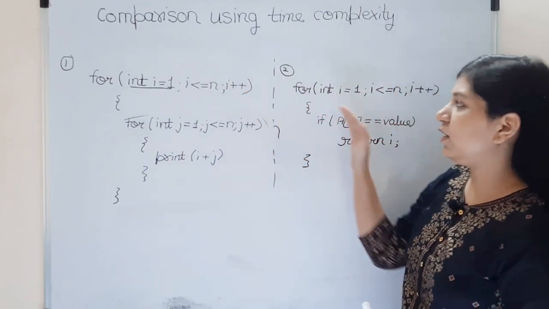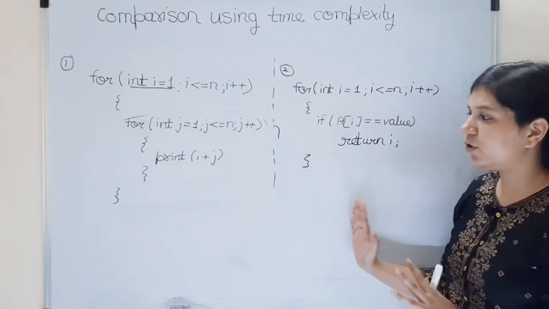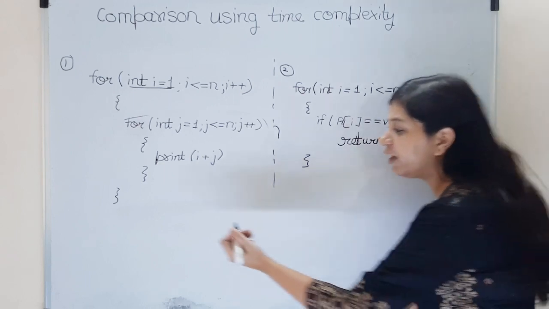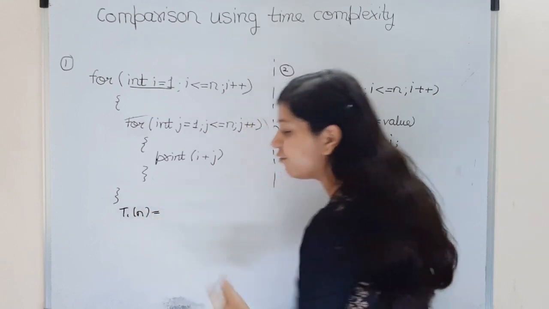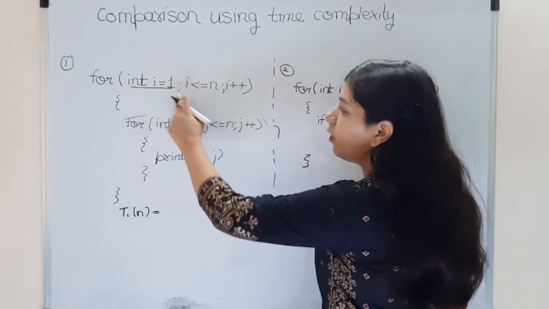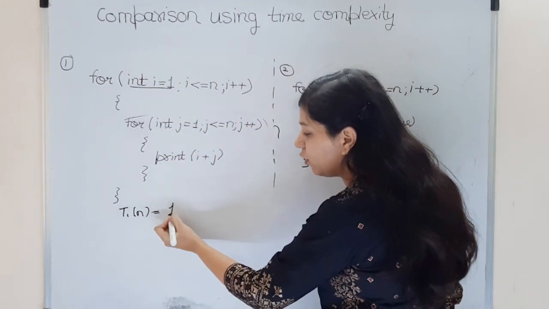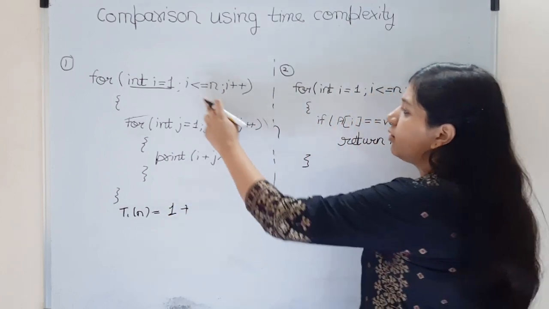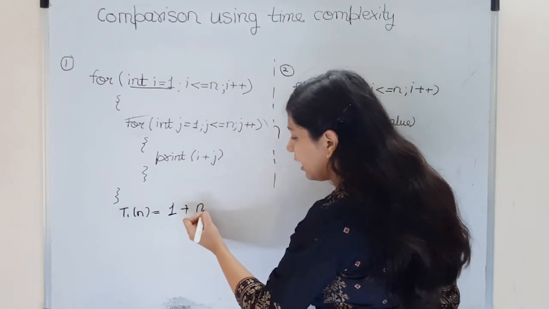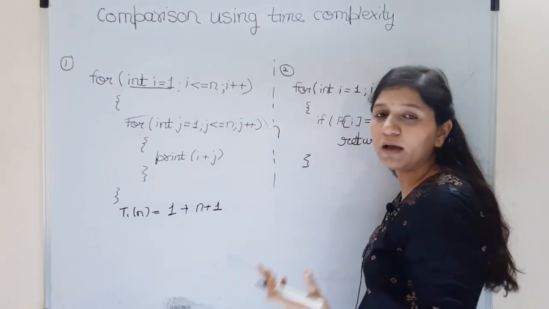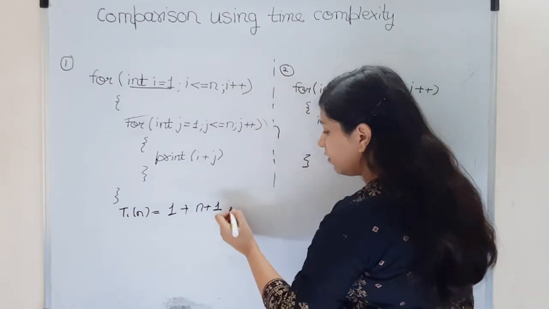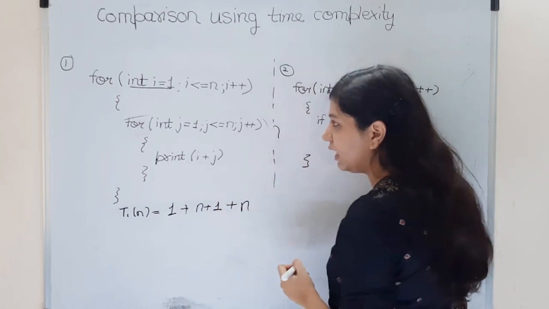So these are the two code snippets and we need to compare them. Firstly, we'll find the time complexity for this one. Let's name it as T1(n). This operation is going to take one operation. This is going to take n plus 1 operations, right? This comparison is going to happen for n plus 1 times. This is going to happen for n times.